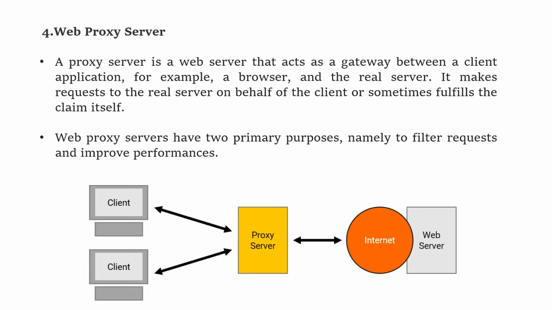Next is the web proxy server. A proxy server is a web server that acts as a gateway between a client application, for example, a browser, and the real server. It makes requests to the real server on behalf of the client, or sometimes fulfills the request itself. The web proxy servers have two main purposes, especially to filter requests and improve performance.